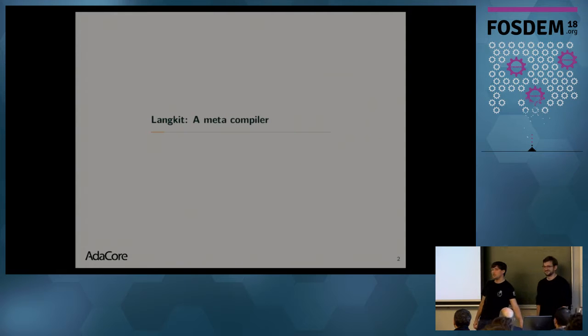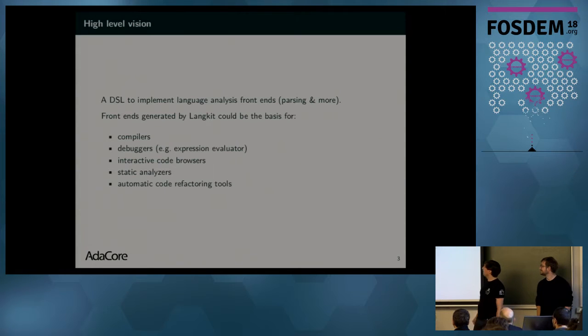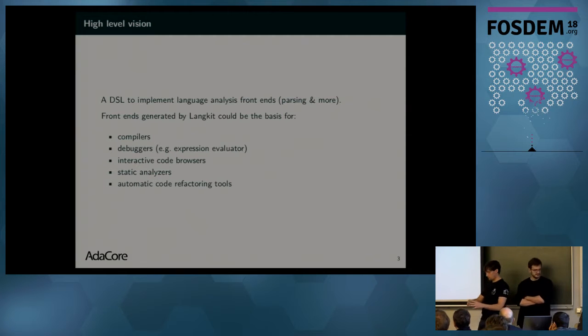So Langkit is a meta compiler. Okay, what? In this project, we created a DSL to make it easy to implement frontends, like compiler frontends. Langkit generates libraries which can be used as the first half of compilers, and can also be used in debuggers to parse an expression and evaluate it, or for interactive code browsers, where you can click on an identifier and that leads you to the definition of this identifier.